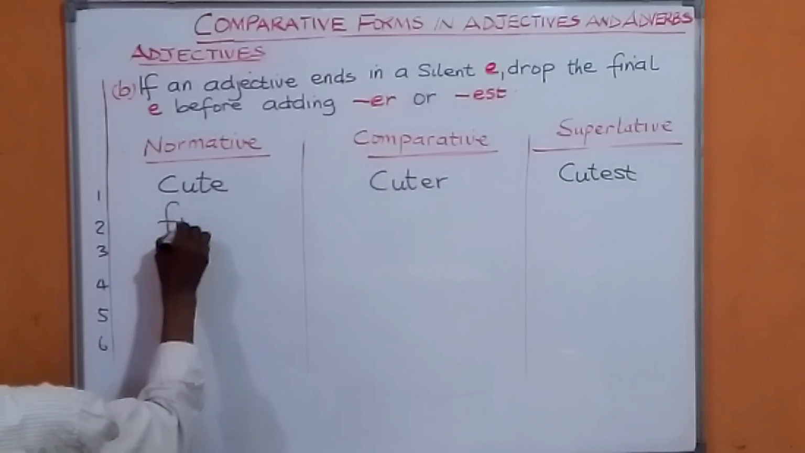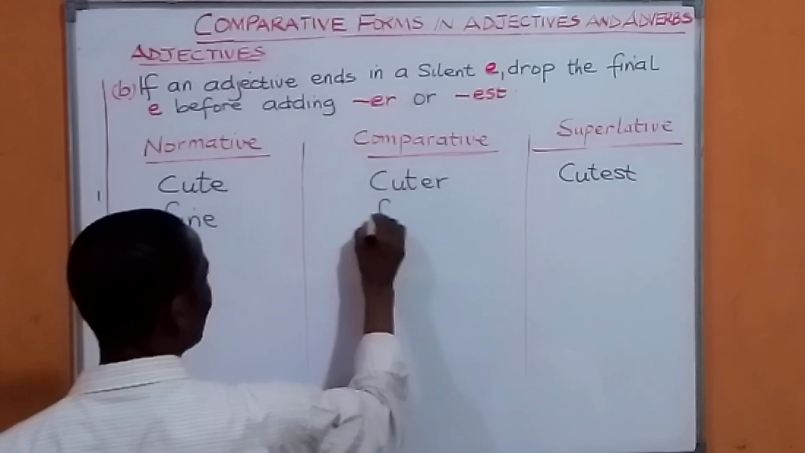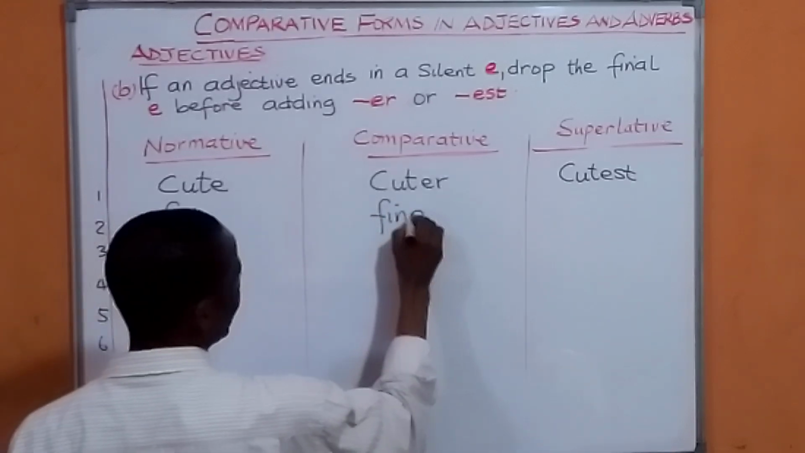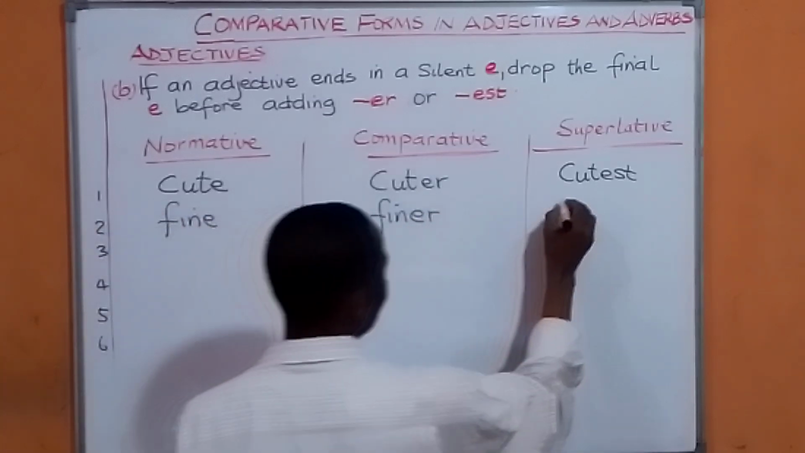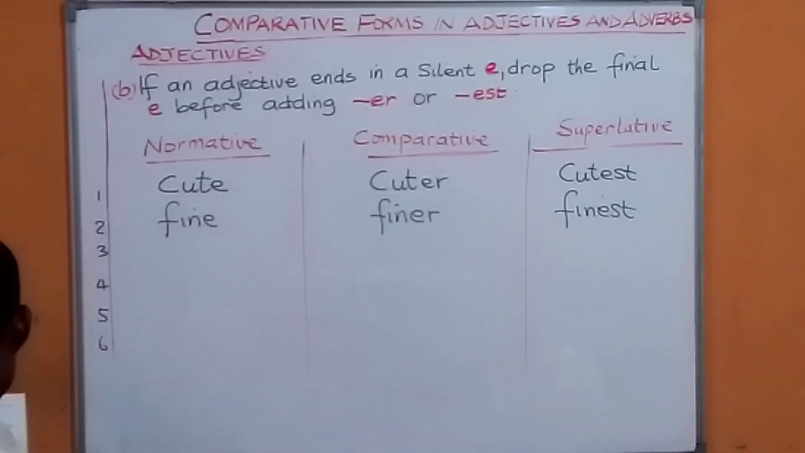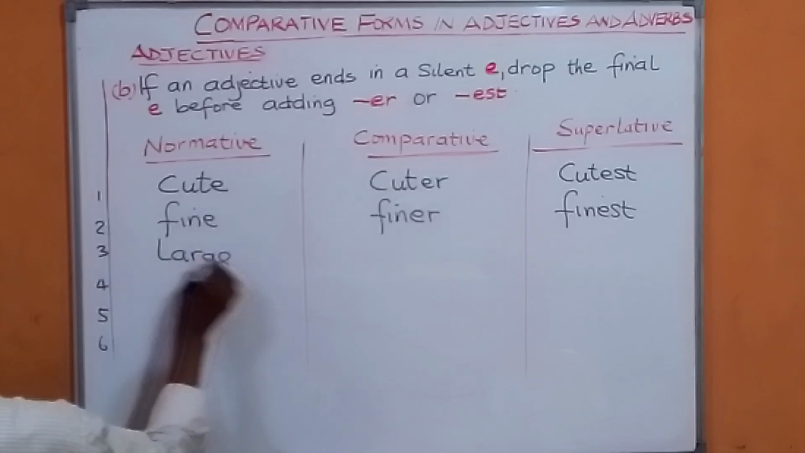Let's take another example. Fine. To make it comparative, drop the last E and put ER. Finer. And then the same thing, finest. Fine, finer, finest.